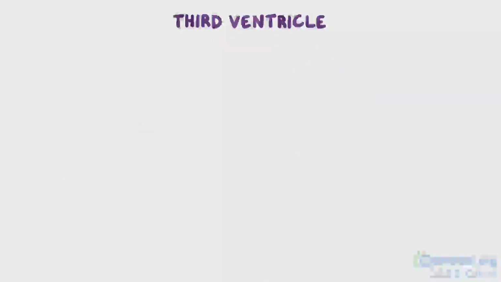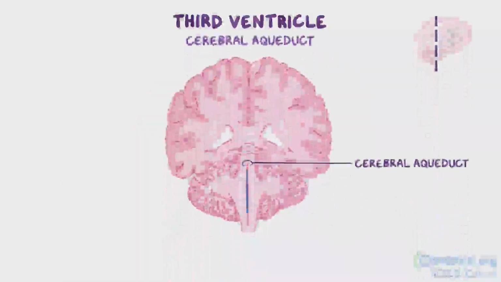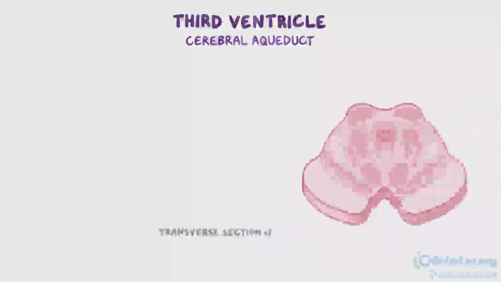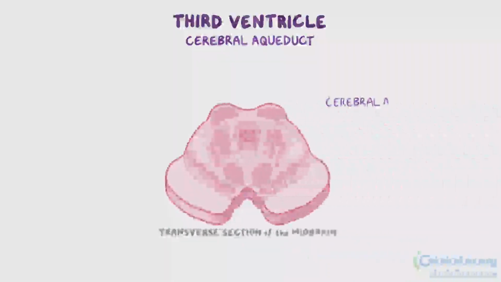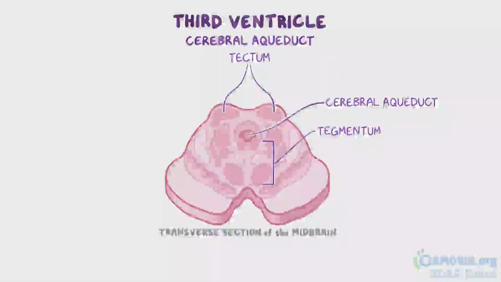On a coronal section, we can see it as a central opening, or canal, extending down the brainstem. On a transverse section of the midbrain, the cerebral aqueduct is positioned in the middle, between the tectum posteriorly and the tegmentum anteriorly. Surrounding it is the periaqueductal gray matter.